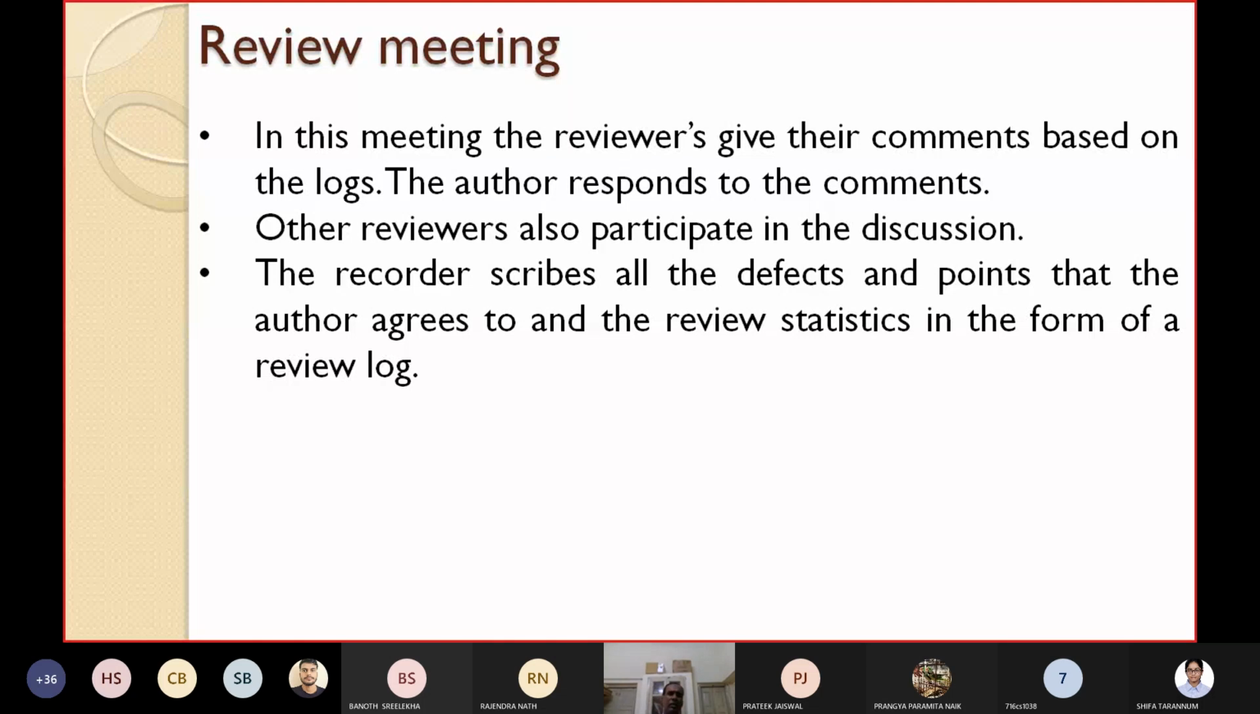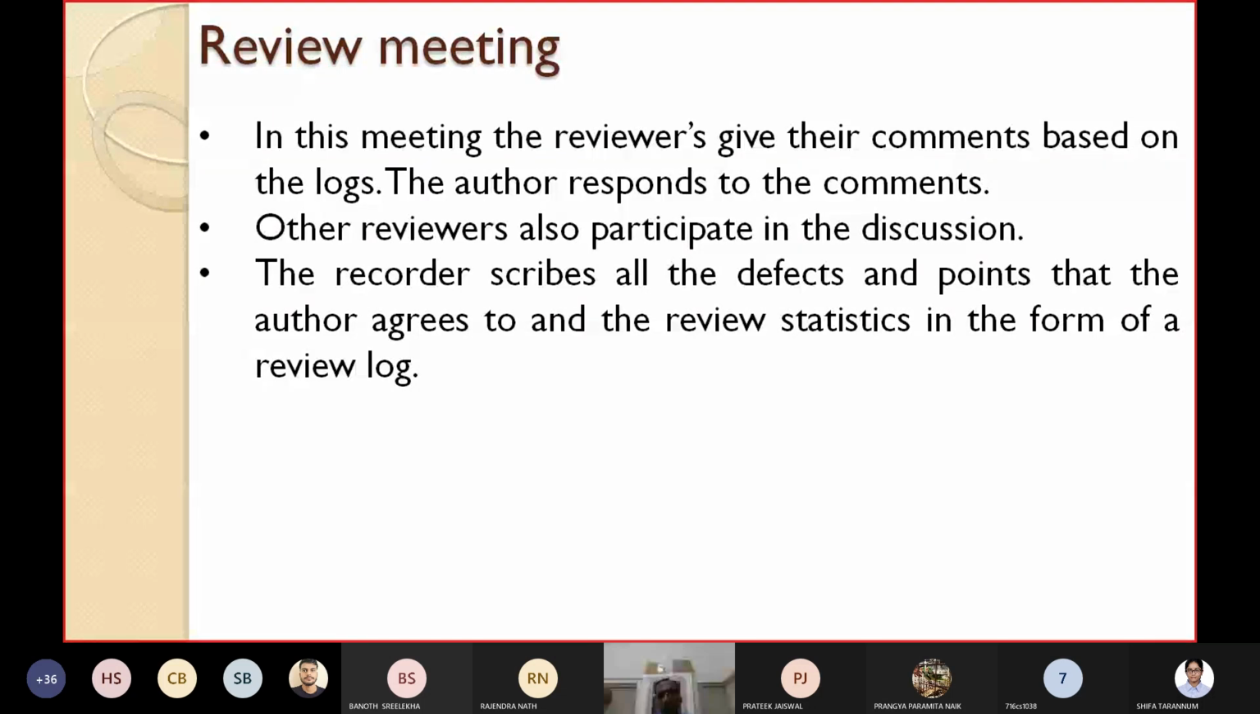So now the recorder will prepare the review log, where he will write down all the defects, the details of the defects, the points that the author agrees to, and the review statistics. Okay, this will be written in the form of a review log.